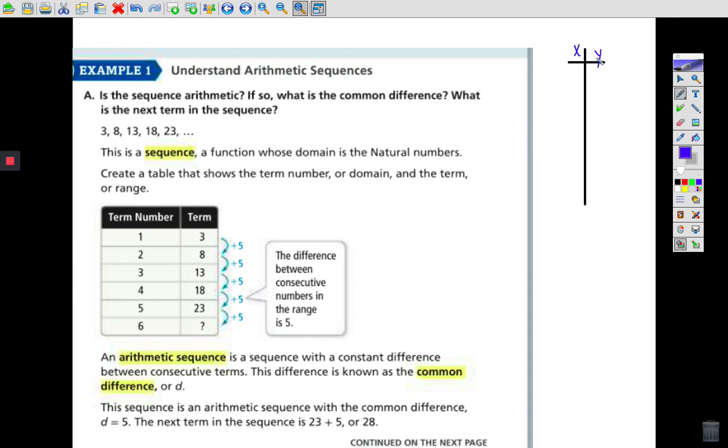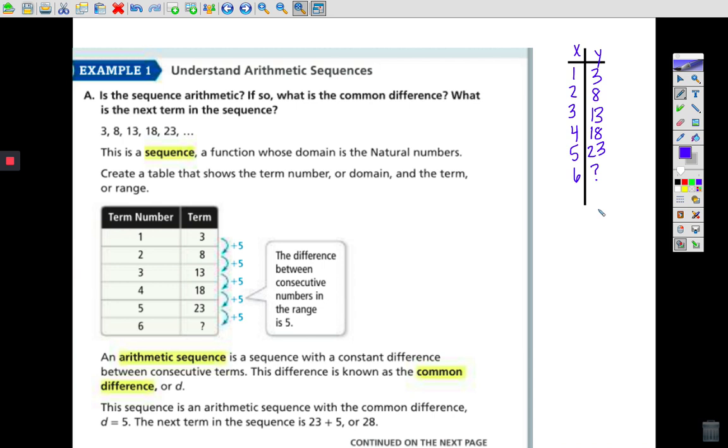Got an X and a Y, and I'm just plugging in these 6. 1, 2, 3, 4, 5, 6. We've got 3, 8, 13, 18, 23, and we need to figure out that next term. So we've created our table.